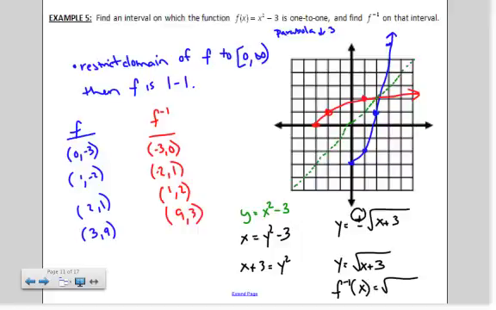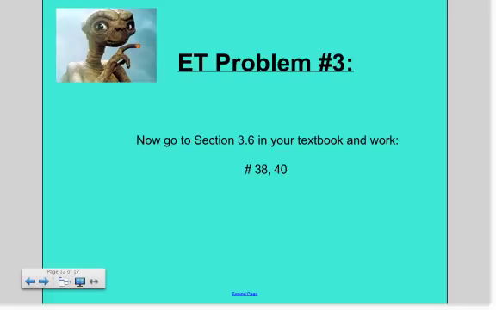So this is where you really have to start thinking about the work you're doing. It's no longer just a rule, it's thinking about what's happening. You must remember these things. These are important things, they really are. All right, try section 3.6, number 38 and number 40.